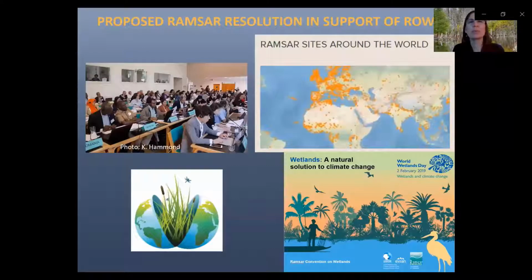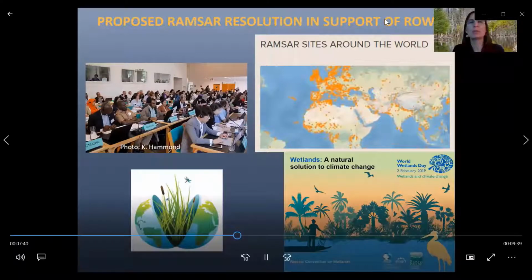We're in discussion with Ramsar focal points in a number of countries with the hope that one or more will be willing to sponsor a Ramsar draft resolution at the next conference of the parties, which may be held in October of 2022.